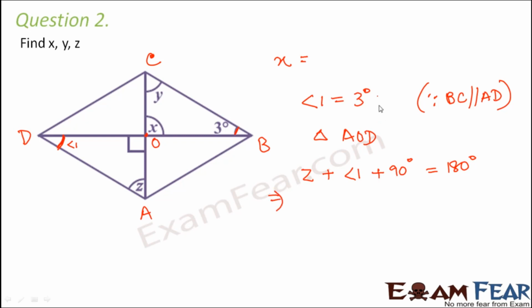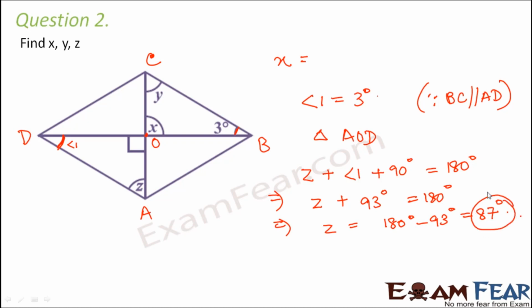Now we already found angle 1 as 3 degrees. So 3 plus 90 would be 93 degrees. Therefore, Z will be equal to 180 minus 93, which is equal to 87 degrees. So this would be the value of Z.